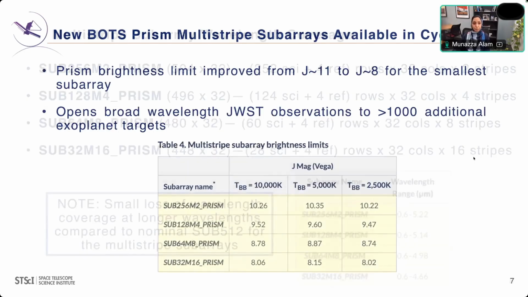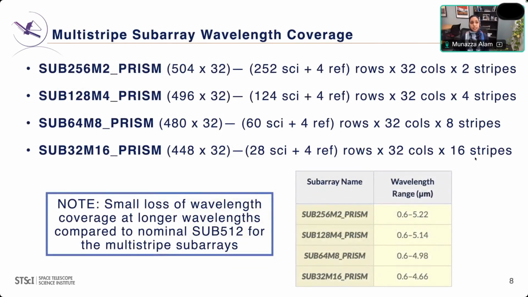As I mentioned earlier, the subarrays include both science and reference pixels. In particular, we're interleaving 4 reference pixels at the start of each stripe. Which means that when we remove all of the reference pixels and stitch the stripes together to assemble just the science pixel region, each of the science pixel regions for the multi-stripe subarrays is slightly smaller than the standard SUB512 by 32 subarray, and also each of the multi-stripe subarrays has a slightly different size relative to each other.